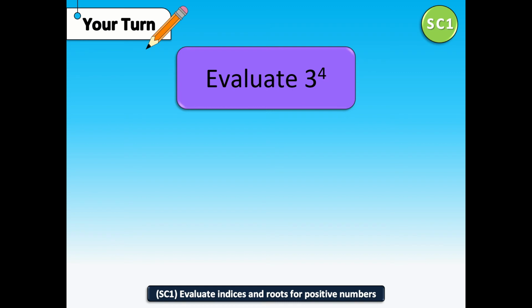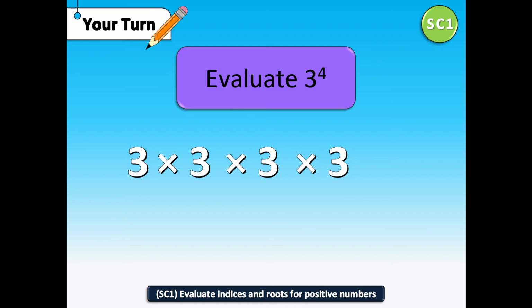So we need to do 3 to the power of 4, which means we do 3 times 3 times 3 times 3. 3 times 3 is 9, times by 3 again is 27, times by 3 again is 81. So that's our answer.